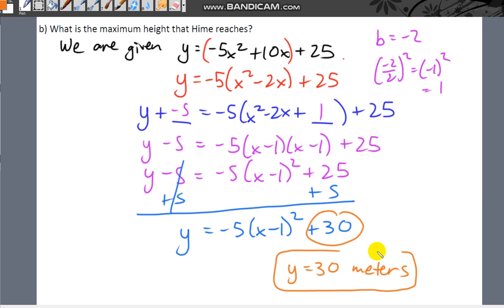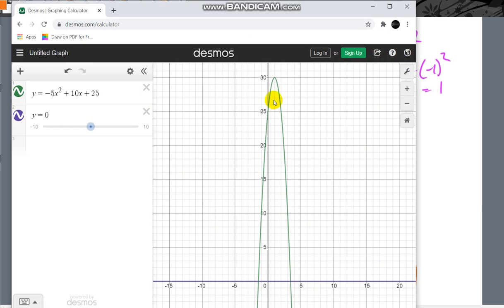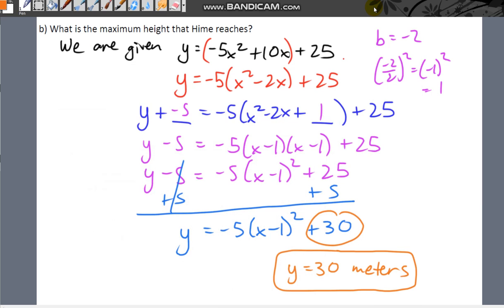Yep. And as you can see, that's exactly what we got here. If I click that there, 1 comma 30, so that's basically the y value, which is 30. Okay, so that one's kind of neat. That one shows you how that one works.